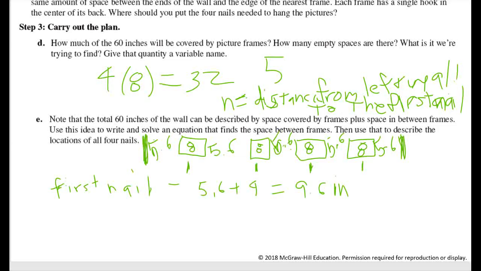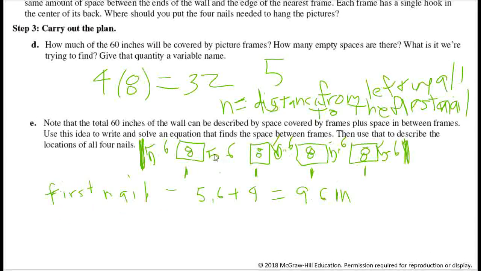Second nail, I'm going to take my 9.6 inches and I'm going to add the 4 inches to get to the right side of the first frame. So second nail, I'm going to be at my 9.6 inches to get to my first nail.